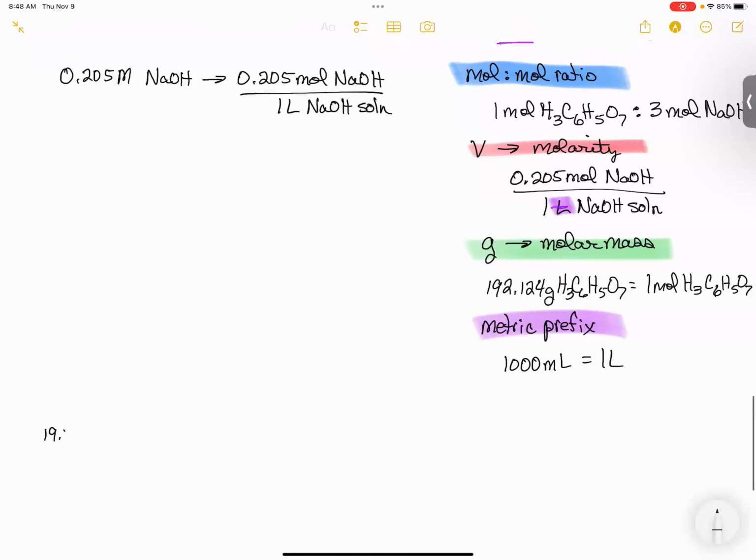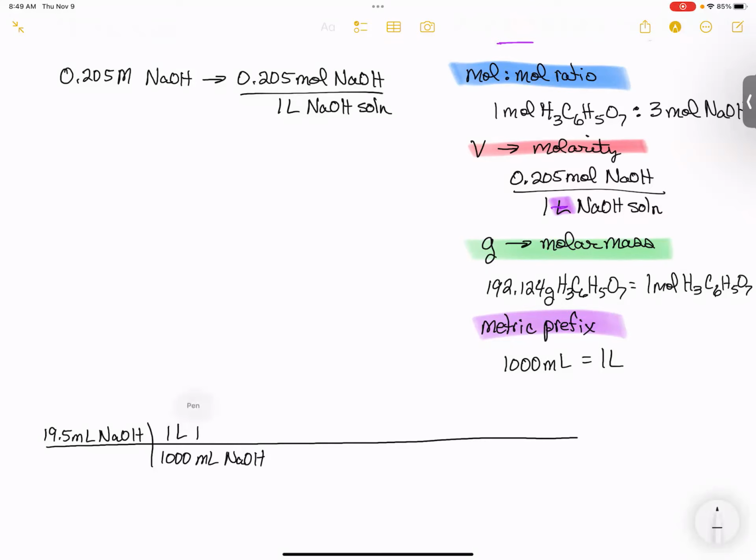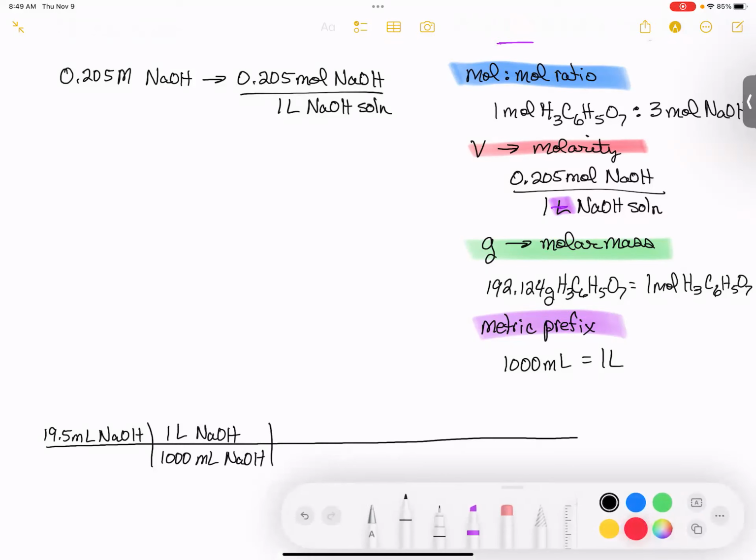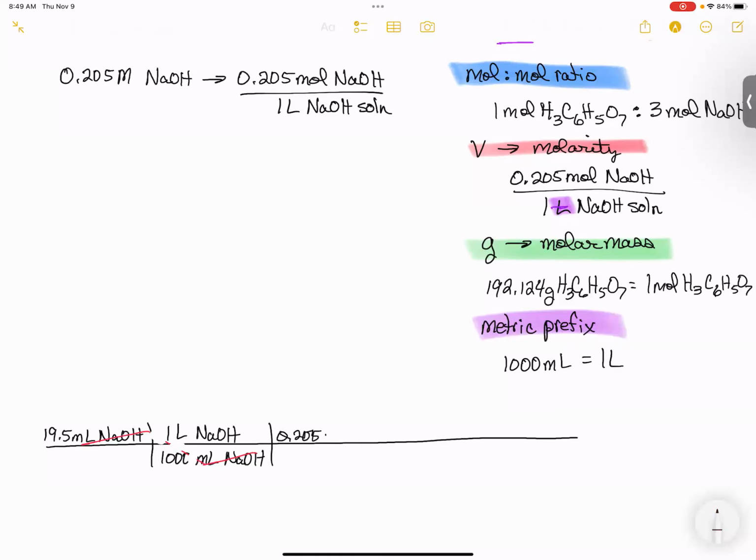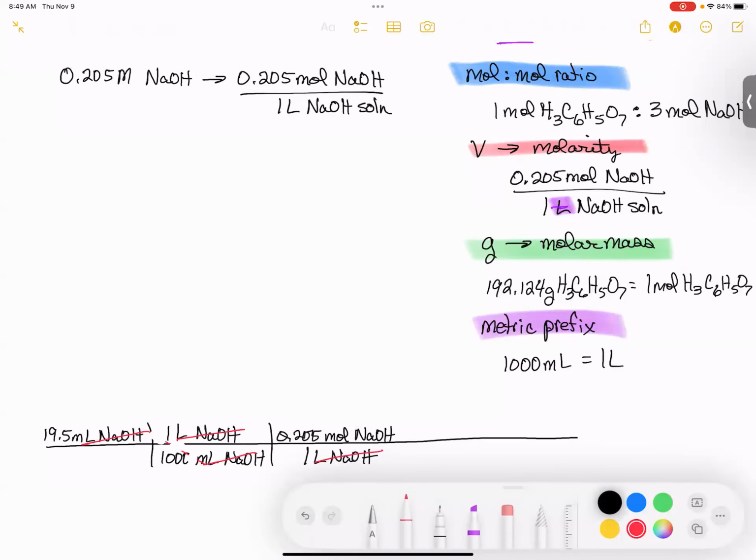Starting with the 19.52 milliliters of NaOH, I'm going to start by converting that to liters of NaOH, using the metric prefix conversion factor. The milliliters went into the denominator so that the unit and the substance canceled, leaving liters. Now I'm ready to use the molarity, 0.205 moles of NaOH to 1 liter of NaOH. Again, the liter went in the denominator so that the unit and the substance would cancel, leaving me moles of NaOH.